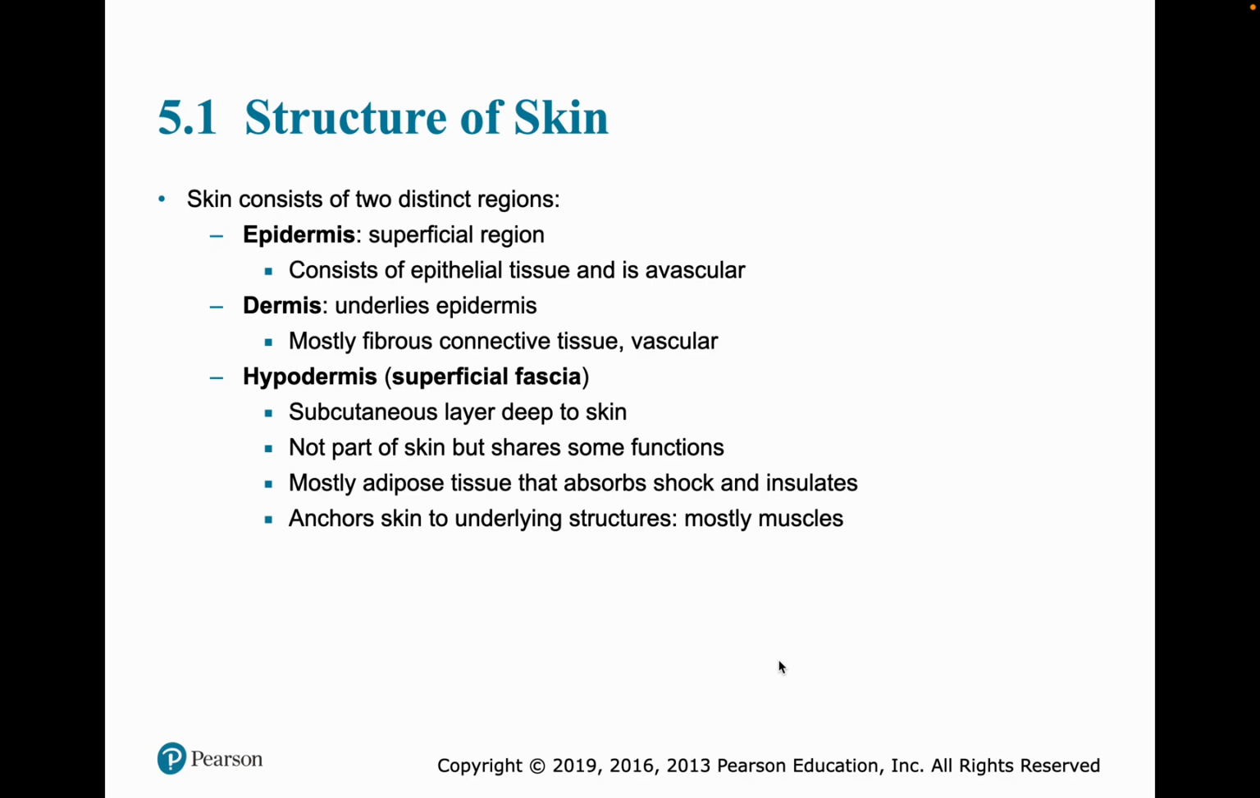So skin has two distinct regions, an upper or superficial region called the epidermis, which is an epithelial tissue that is avascular. It is a stratified squamous epithelium. Below that is the dermis, mostly fibrous connective tissue that is vascular. That's where the nutrients come from that provide nutrition to the lower layer of the epidermis.